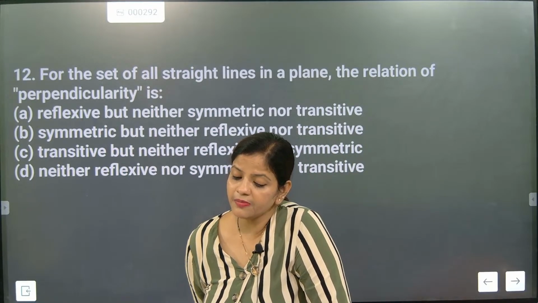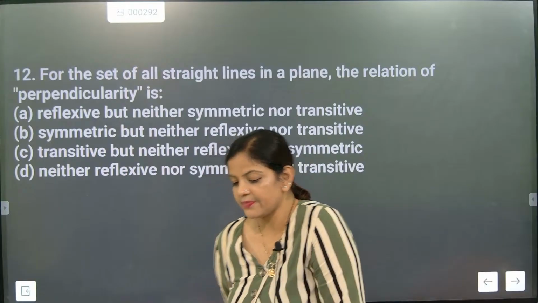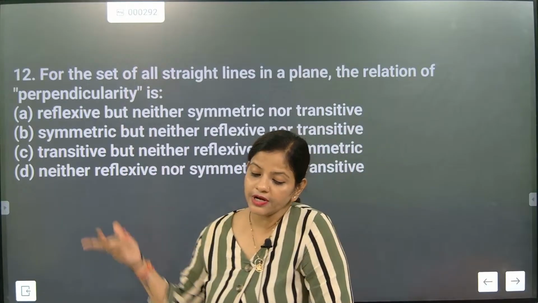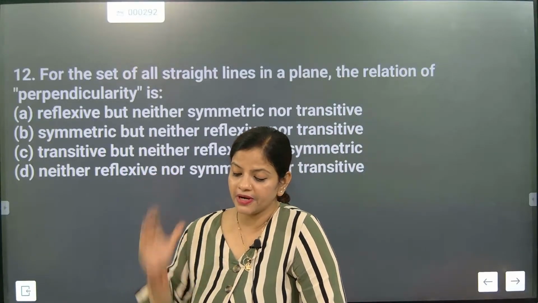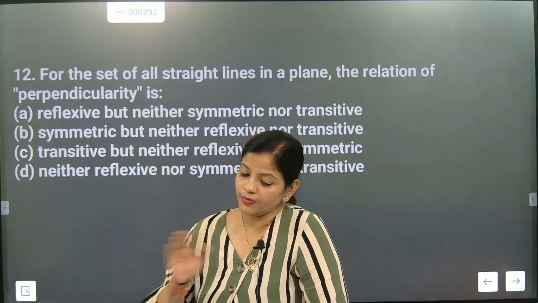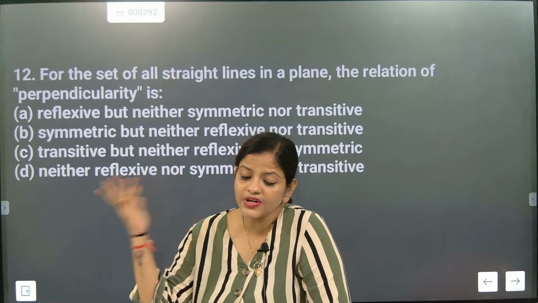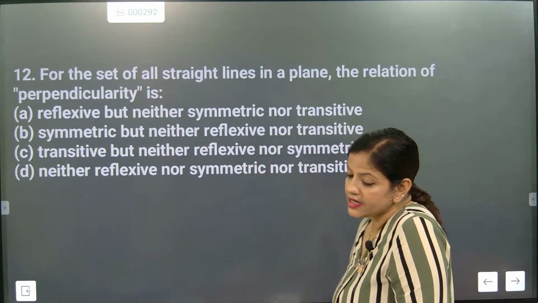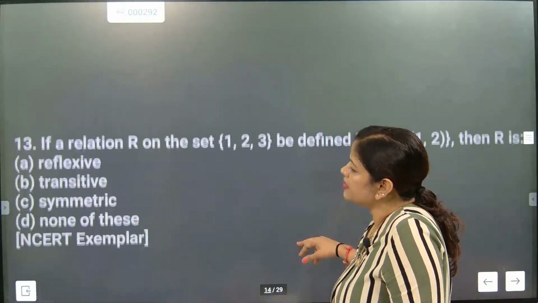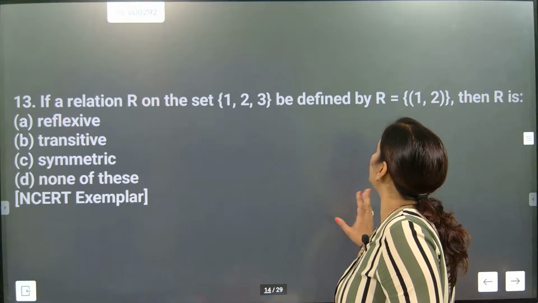B. Symmetric but neither reflexive nor transitive. Absolutely. Because when two lines are perpendicular, at that particular moment, the situation is that a line cannot be perpendicular to itself, so it cannot be reflexive, and it cannot be transitive. So the case will be exactly B. So the words can be here and there, they will write, but the answers will be like that only.